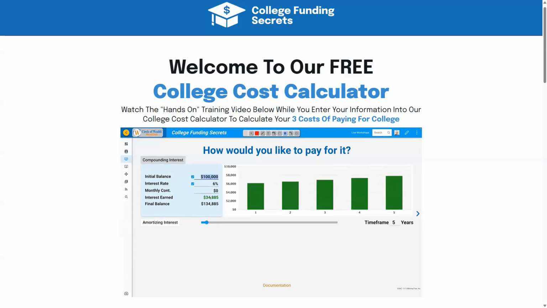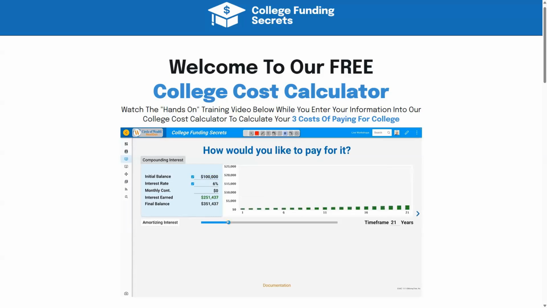So over 5 years, that's $34,000 of interest that you're not going to earn. In other words, your money could have grown to $134,000, but it's not about the 5 years. It's about the 20 years before you retire.